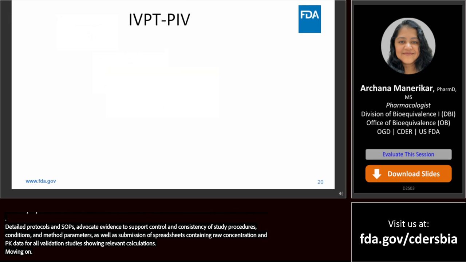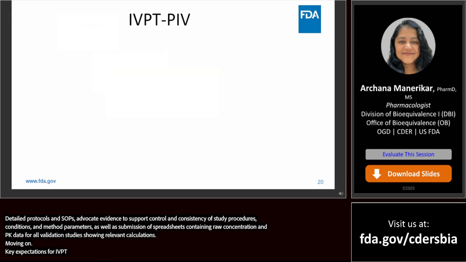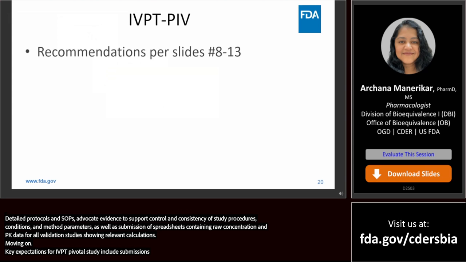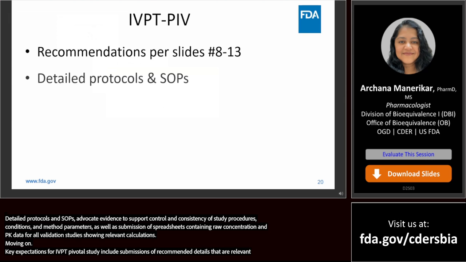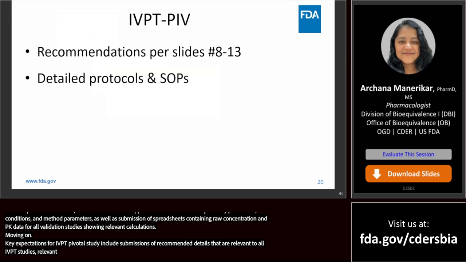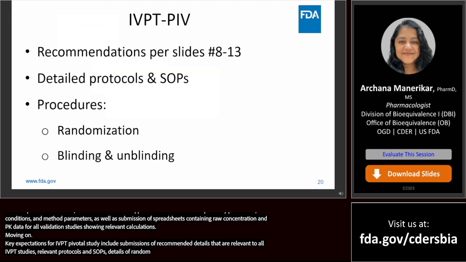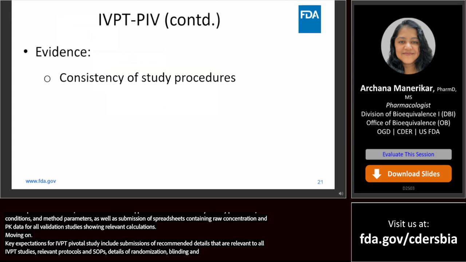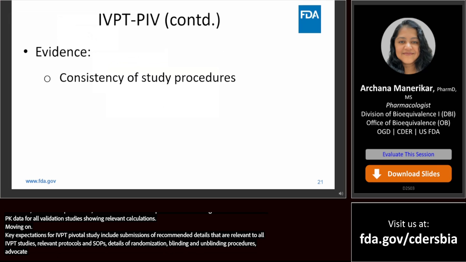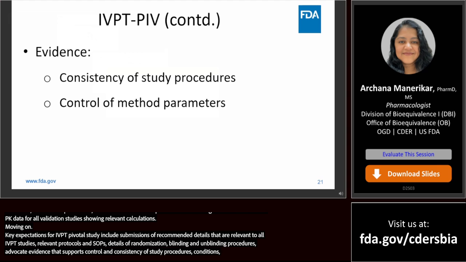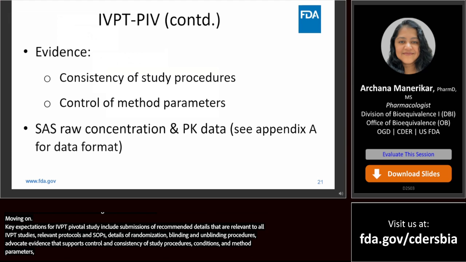Moving on, key expectations for IVPT pivotal study include submissions of, again, recommended details that are relevant to all IVPT studies, relevant protocols and SOPs, details of randomization, blinding, and unblinding procedures, adequate evidence that supports control and consistency of study procedures, conditions, and method parameters, as well as SAS transport raw concentration PK datasets for the pivotal study.